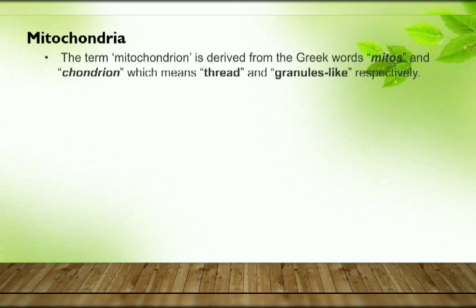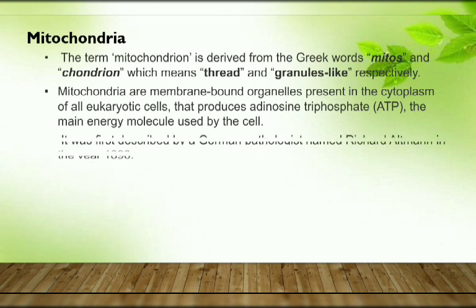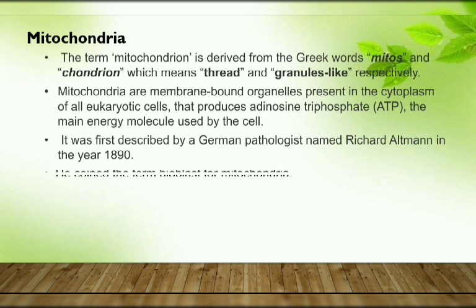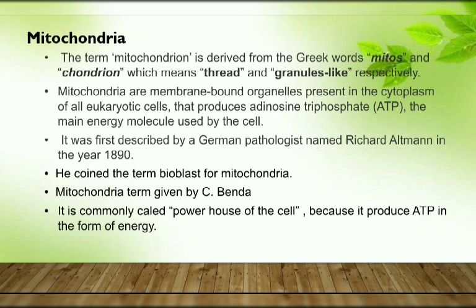The term mitochondria is derived from two Greek words, mitos and chondria. Mitos means thread and chondria means granules. Mitochondria is a double-membranous structure present in the cytoplasm. It helps in the formation of ATP, which is energy, so it is called the powerhouse of the cell. It was first discovered by Altmann, who gave the term bioblast for the mitochondria. The term mitochondria was given by C. Benda, another scientist. Powerhouse of the cell.